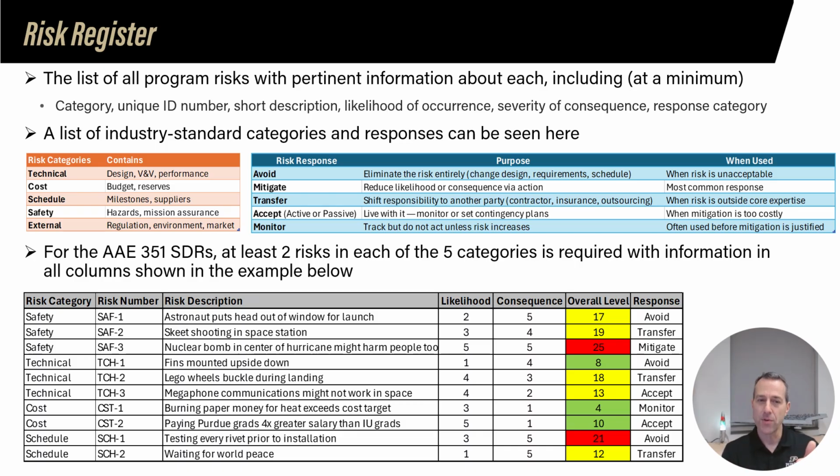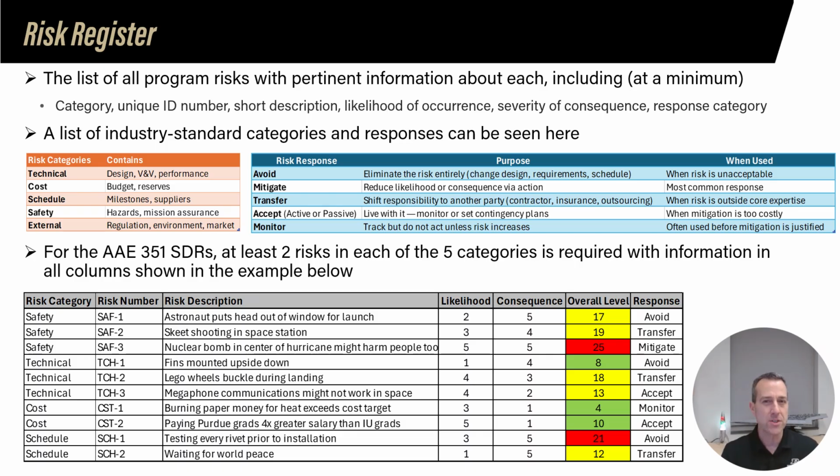So unique ID number for your risk, a short description of what the risk actually is. This is so that we can all be convinced that you know what you're talking about and that you know what it is that's actually risky about the thing you're bringing up. And then there's something called likelihood of occurrence, severity of consequence, and then there's an overall level that I'll explain here in a few minutes that comes from this 5x5 matrix. So that will be described here in a second. And then a response category. So those are kind of the minimum standard.